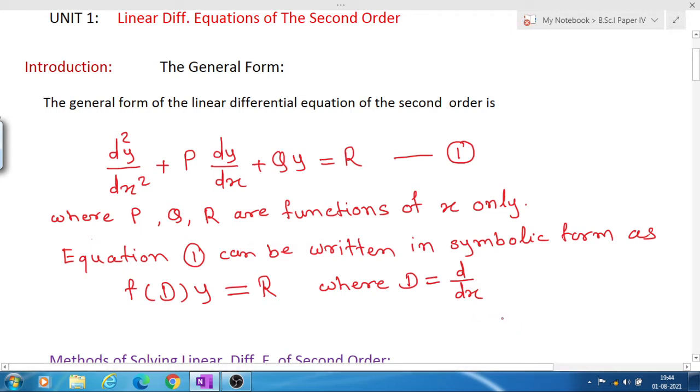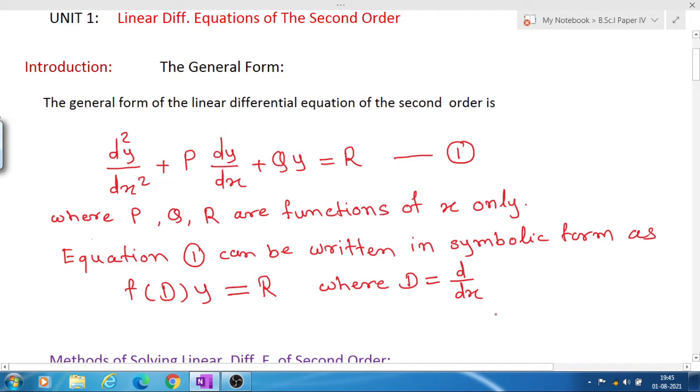So the general form of this equation is d2y by dx square plus p into dy by dx plus q into y is equal to r. So here p, q, r are functions of x only. So this is the type of equation.